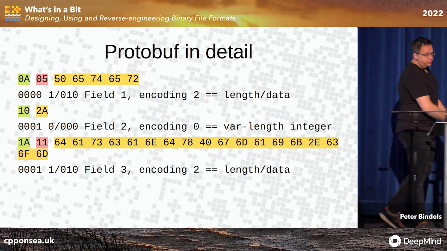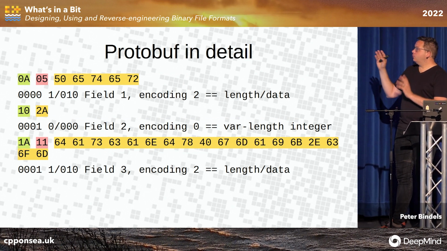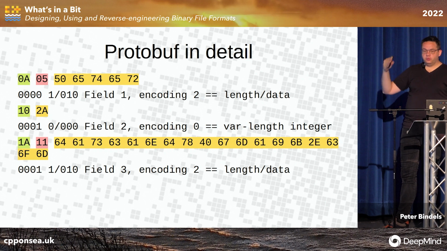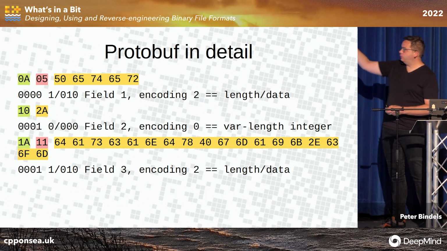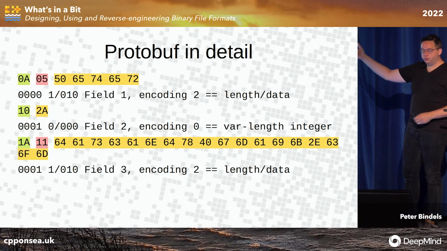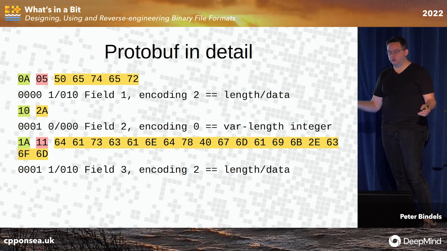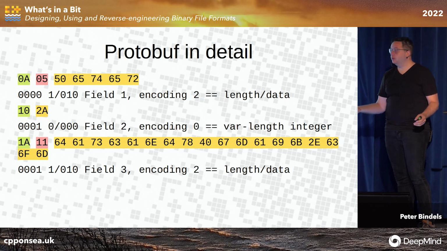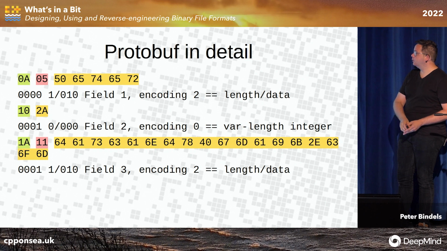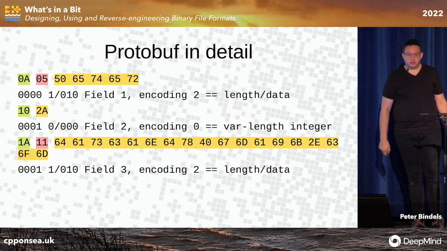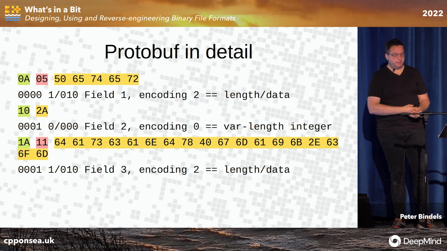And looking at how Protobuf actually does this, we have the prefix telling us which field it is, field 1, field 2, and field 3. We have an encoding which says if it's a length prefix one or if it's a variable length integer. And then we have the data. So that's a very compact way to encode my data.